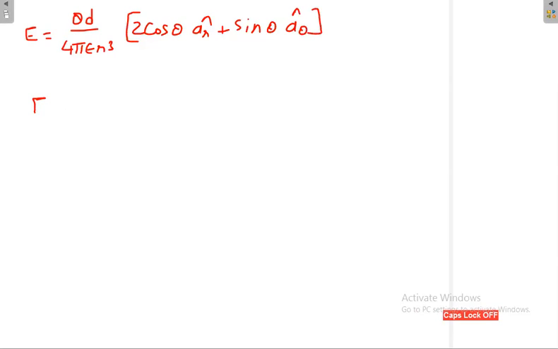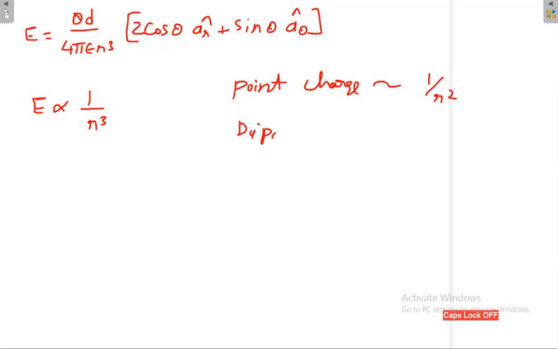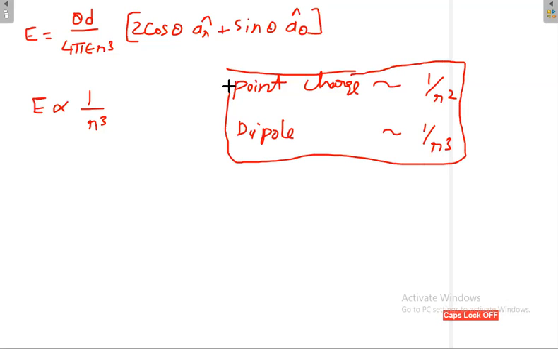First of all, electric field is directly proportional to 1 by r cube. That is the main observation here. For a point charge, it is simply 1 by r square. That is the idea you should remember. For a point charge it is 1 by r square, whereas for a dipole it is 1 by r cube. This is very, very important, you should remember this.